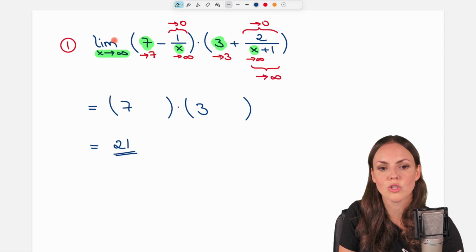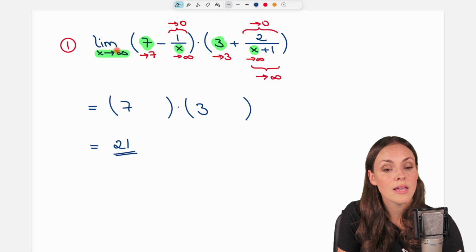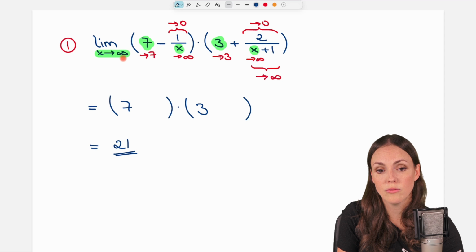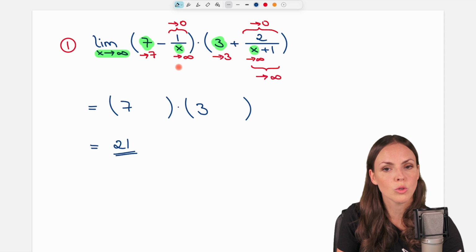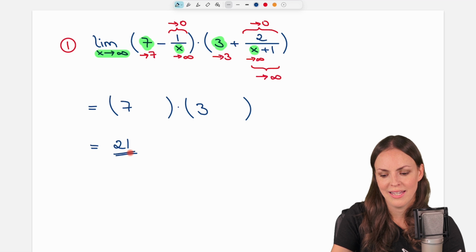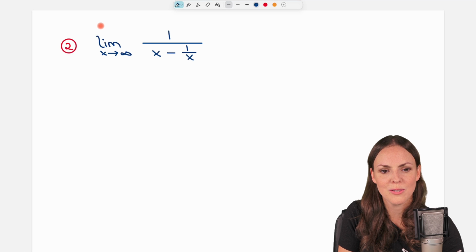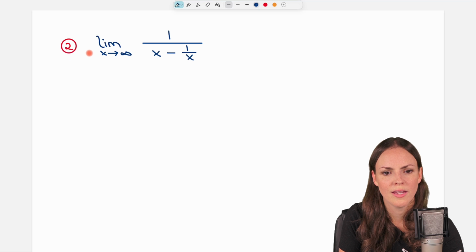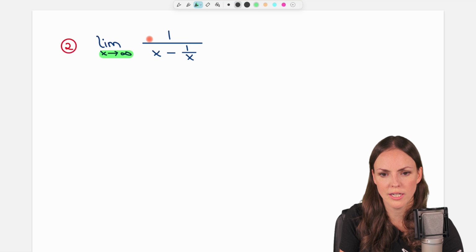So always just take a look at what happens as x approaches infinity, and maybe you will have no issues. You can just do all of your calculations and get your limit in the end. Let's see what happens with problem number 2. We want to find the limit as x approaches infinity of this function here.